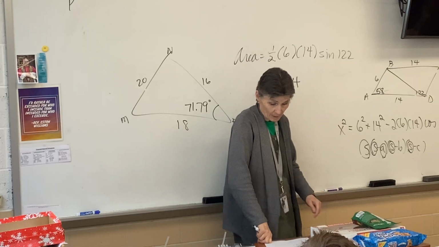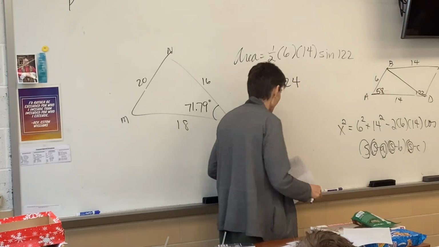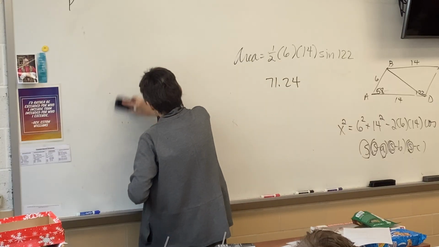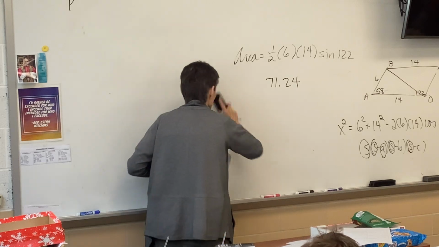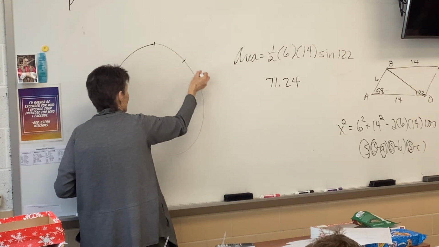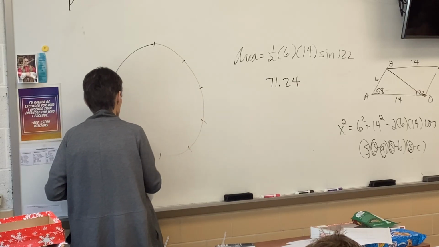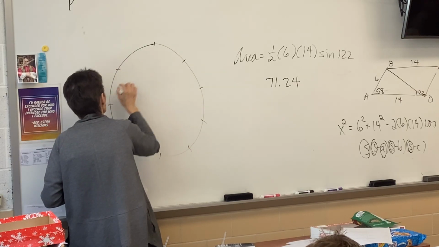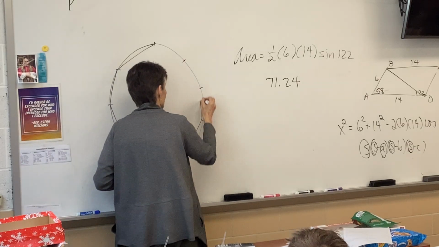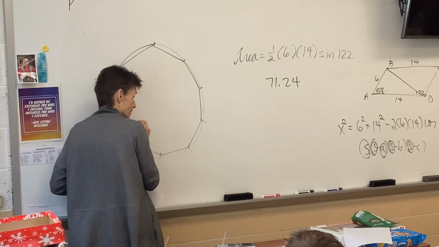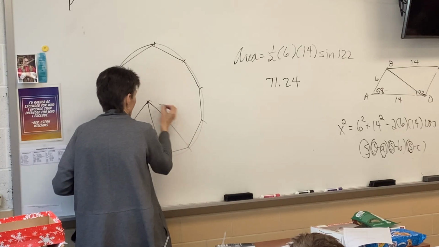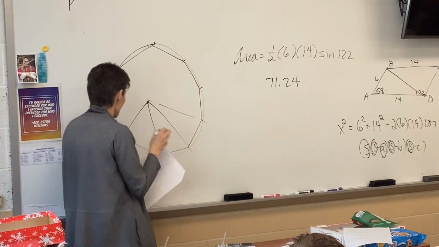Number 3. I have a regular nonagon. What's that? 9 sides. So it is inscribed in a circle. So here's my circle. 1, 2, 3, 4, 5, 6, 7, 8, 9. So here's my nonagon. And the radius is 12.